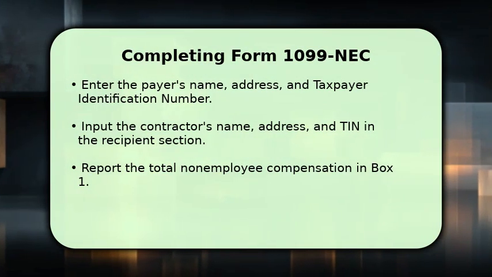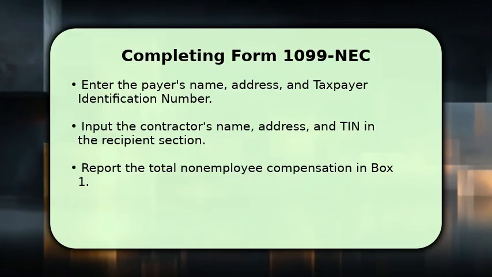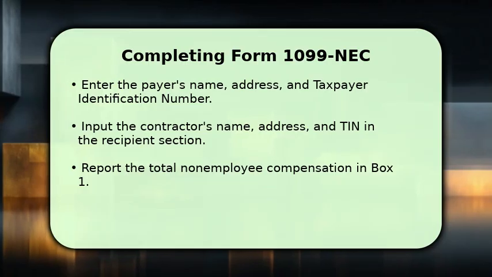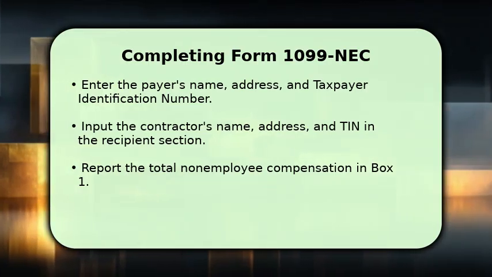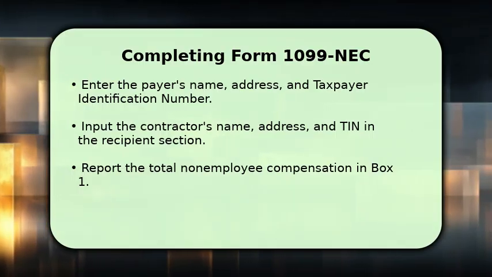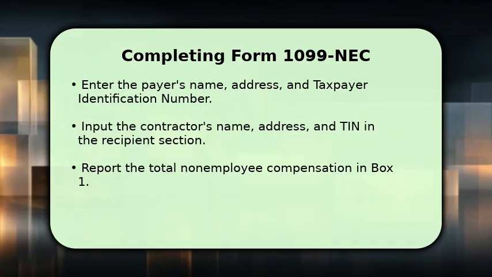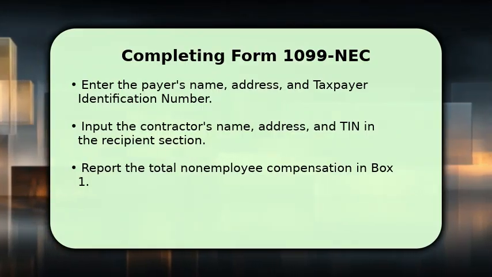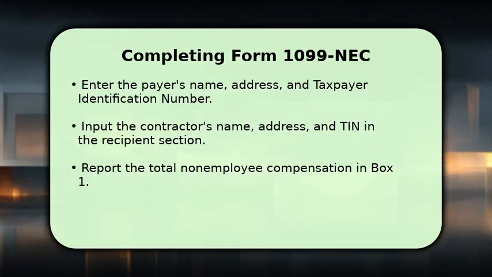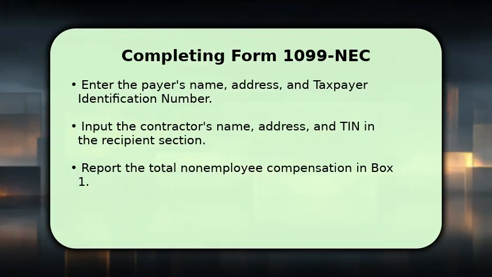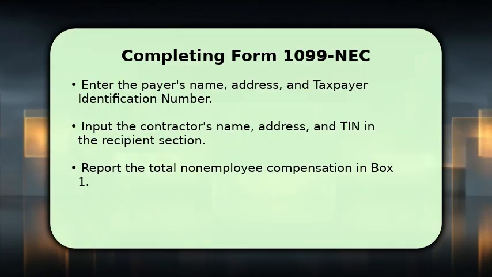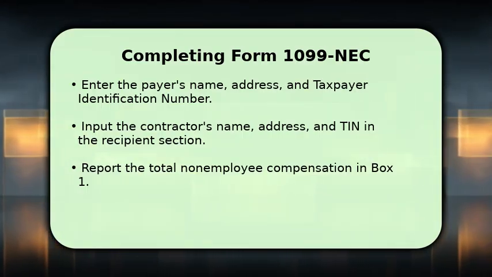Now, let's walk through completing Form 1099 NEC itself. Start by entering your business's name, address, and taxpayer identification number in the Payer section. Then, fill in the independent contractor's details, including their name, address, and TIN, in the Recipient section. The most critical step is entering the total non-employee compensation paid in Box 1. Ensure this amount is correct, as it's the primary figure reported.